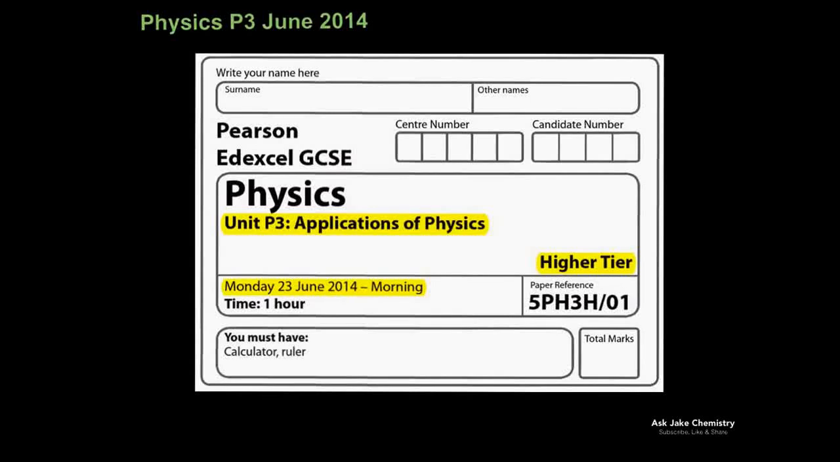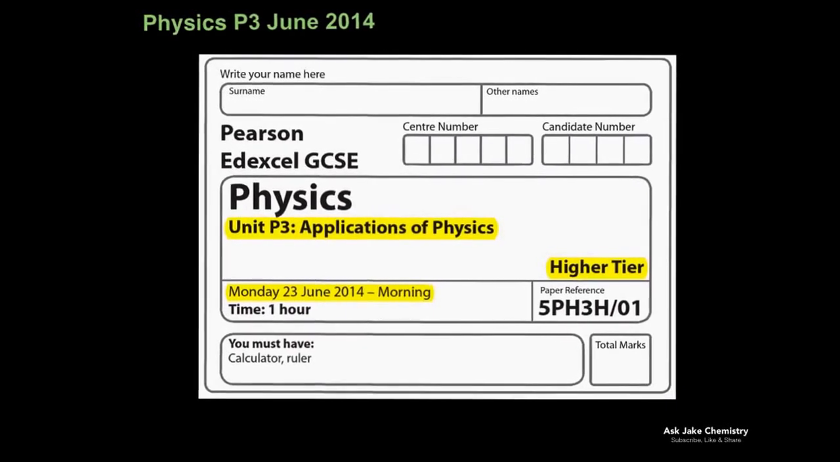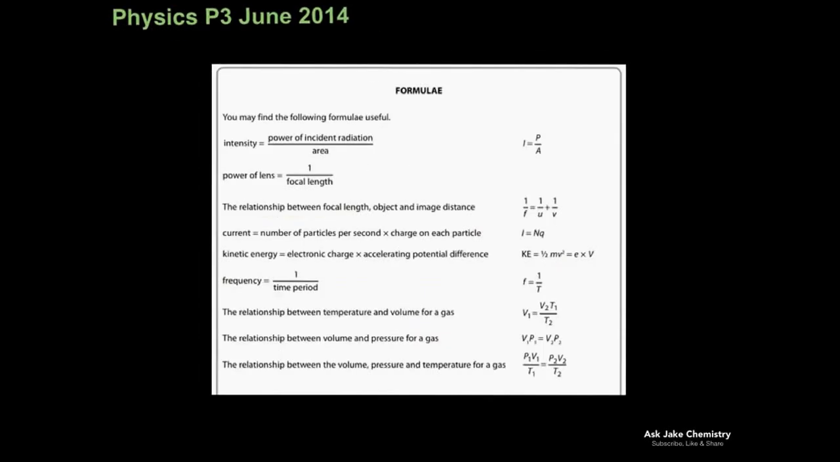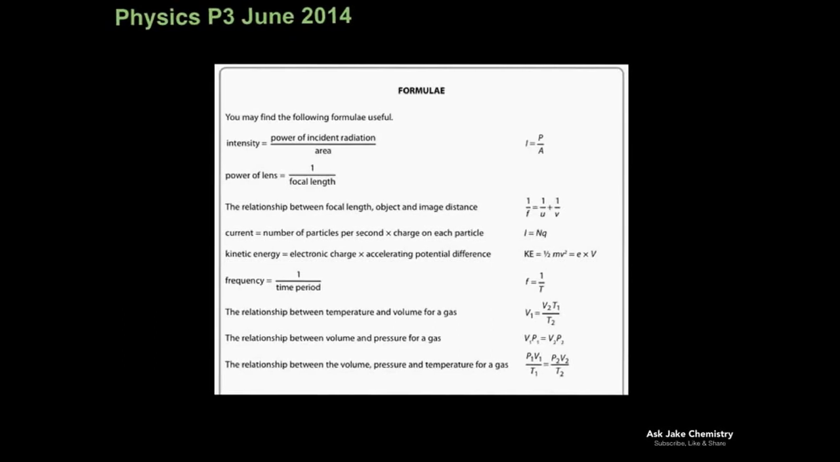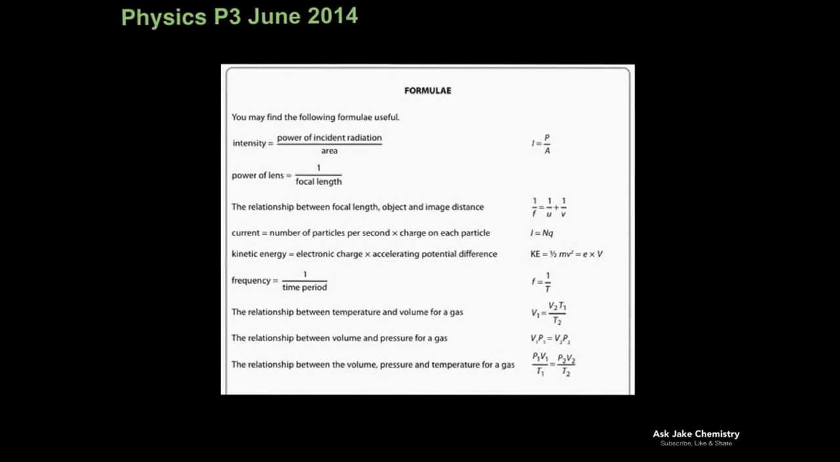Hello, today we're going to do the P3 application of physics, and it's the one from June 2014, and we're going to walk you through it, hopefully getting full marks. As you turn your page, you find the formula page, and there's lots of different formulas that you can use, and this means we're going to reference this during our exam, showing you which equation you should use to get the full marks, according to the paper, of course.